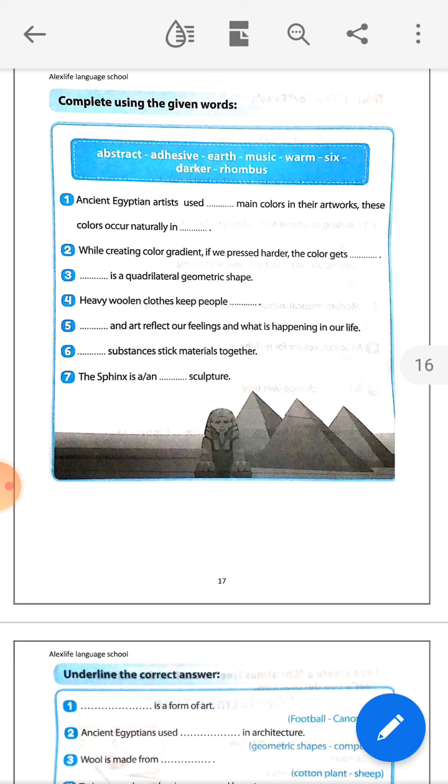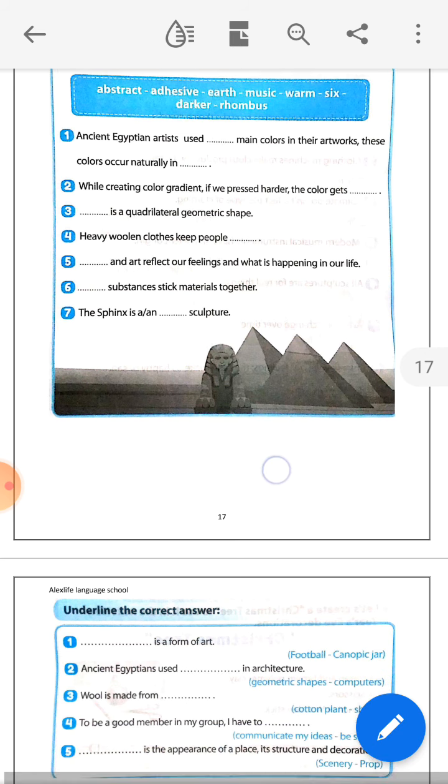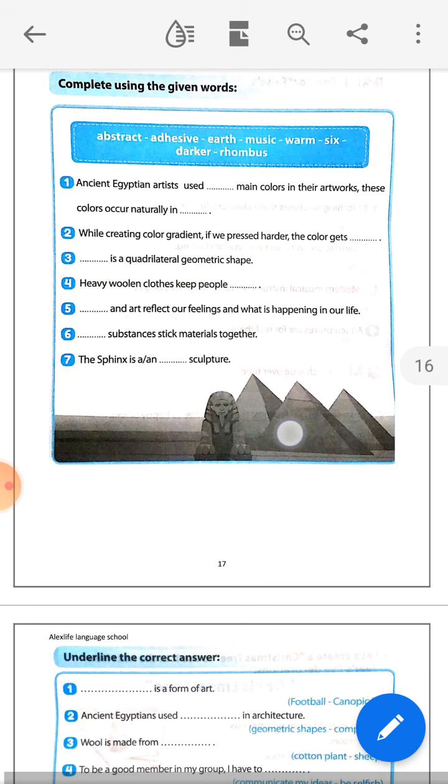A rhombus is a quadrilateral geometric shape. Heavy woolen clothes keep people warm. Music and art reflect our feelings and what is happening in our life. Adhesive substances stick materials together. Well, the Sphinx is an abstract sculpture?